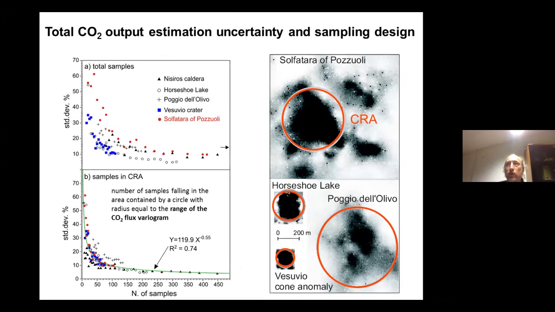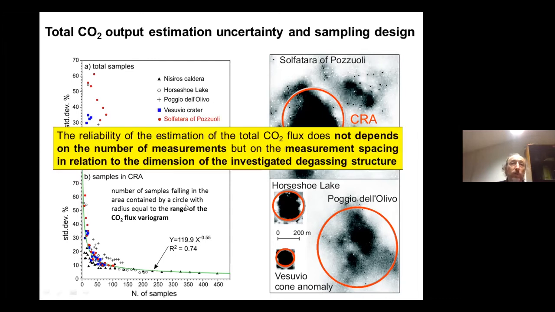So what is the general idea? If you have large anomalies, 100 meters, it is not good to use a spacing between measurements of 200 meters, or even of 100 meters, because this spacing is not enough to characterize the real spatial distribution of the data. So the reliability of an estimation of the total flux does not depend on the number of measurements, but on the measurement spacing in relation to the dimension of the investigated degassing structure.